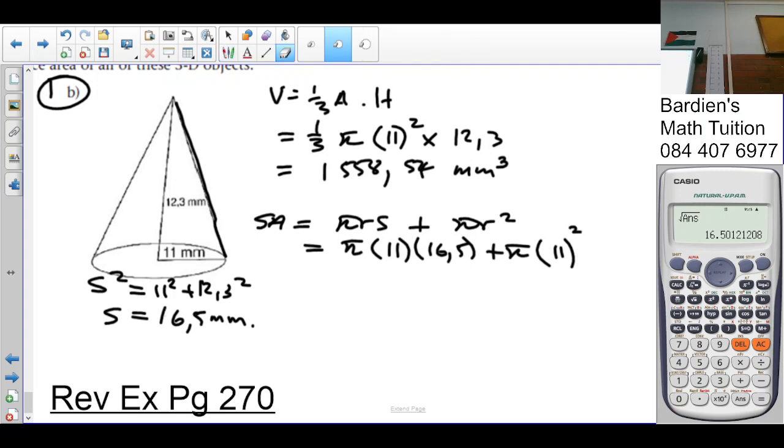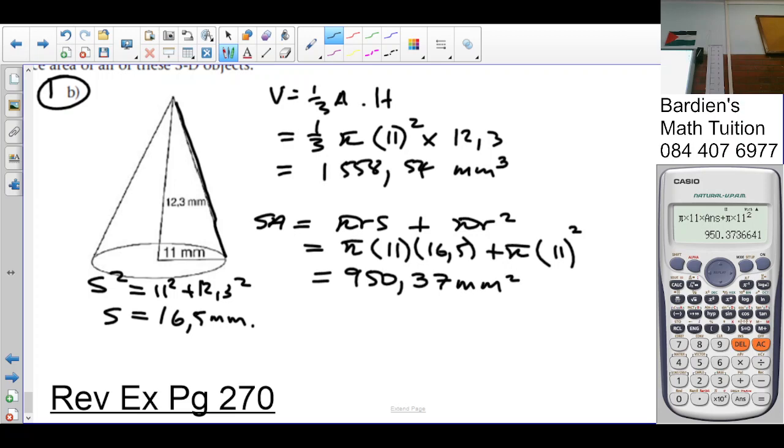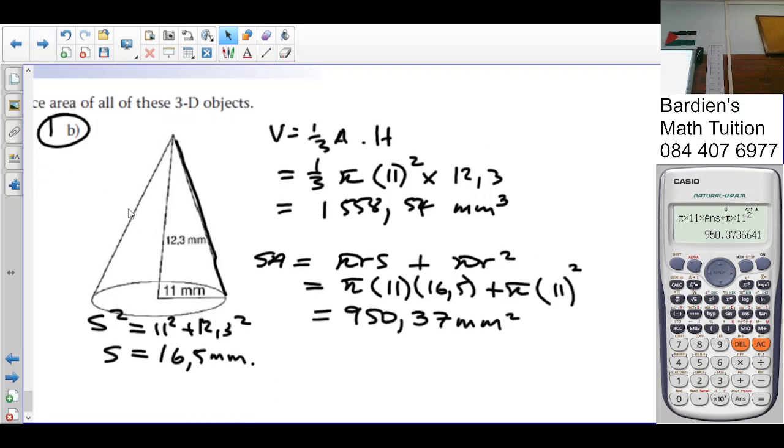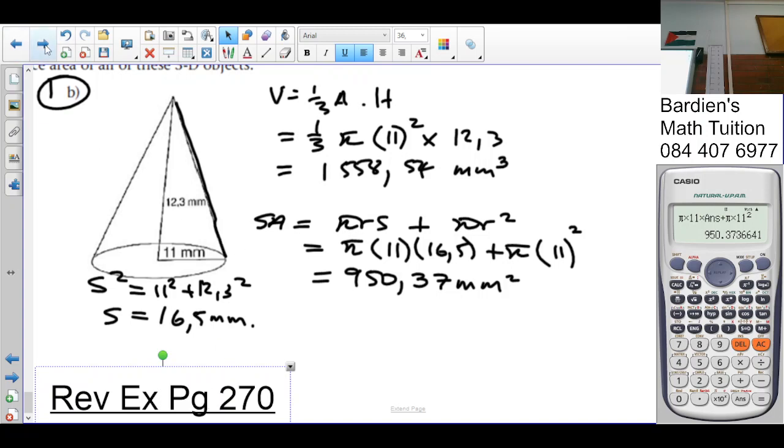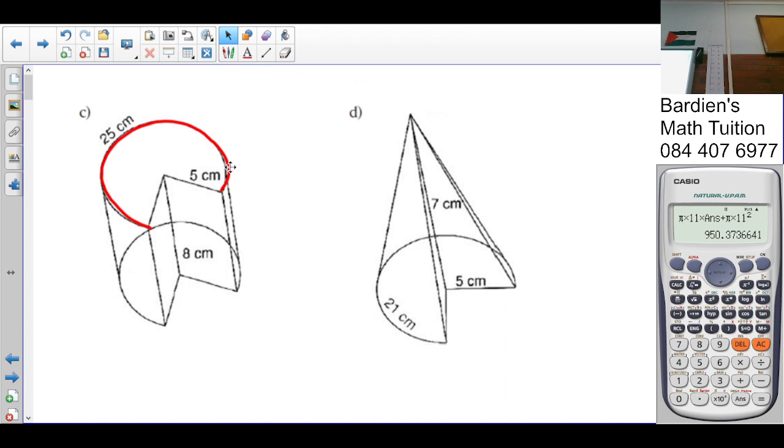Okay? pi times 11 times 16.5, and the number carries on, plus pi times 11 squared gives 950.37 millimeters squared. Okay, any issues there? No? Okay. Let's see what's going on here. Number 1C. Spoke about this already.